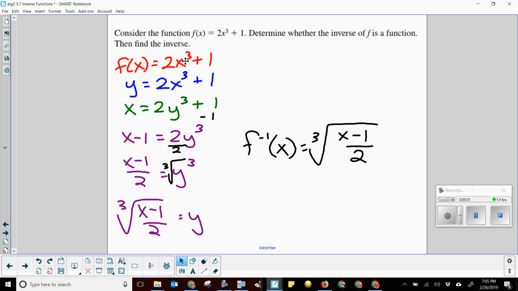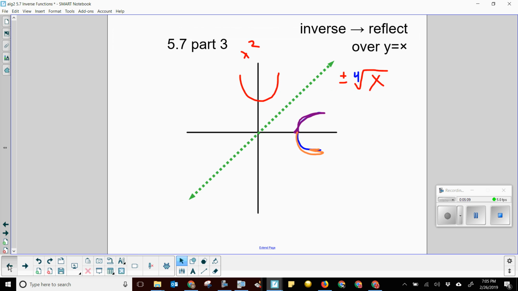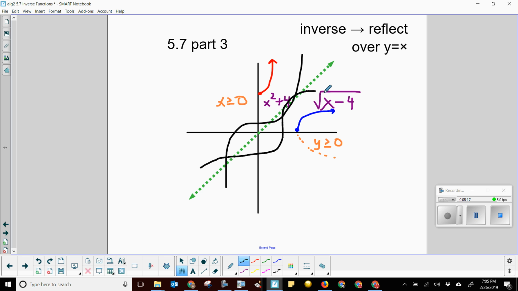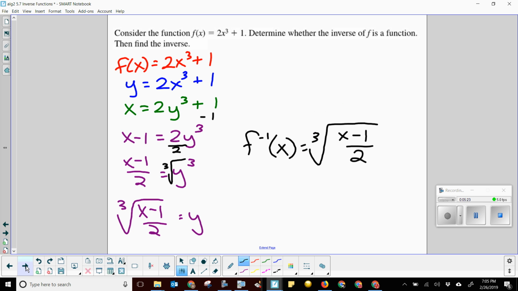But any odd exponent or odd root, both of these would be functions, totally fine, because we talked about the one that looked like this, and the other graph looked like that. They're functions. So the cube and cube root stuff, those are fine. So I told them, look, let's find the inverse, then see if it's a function, which we did.